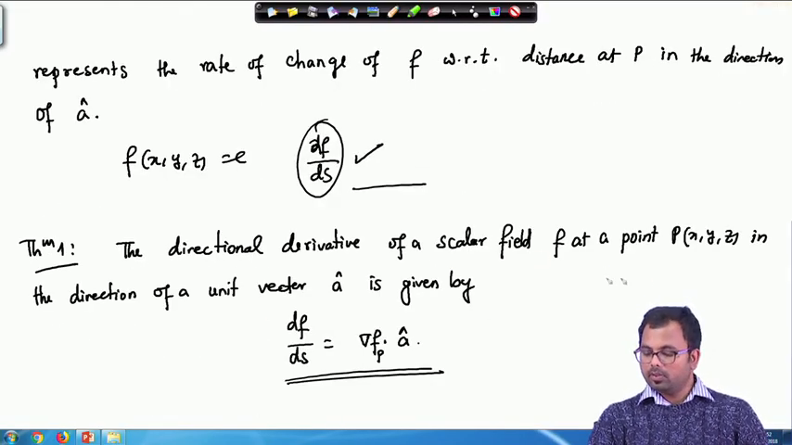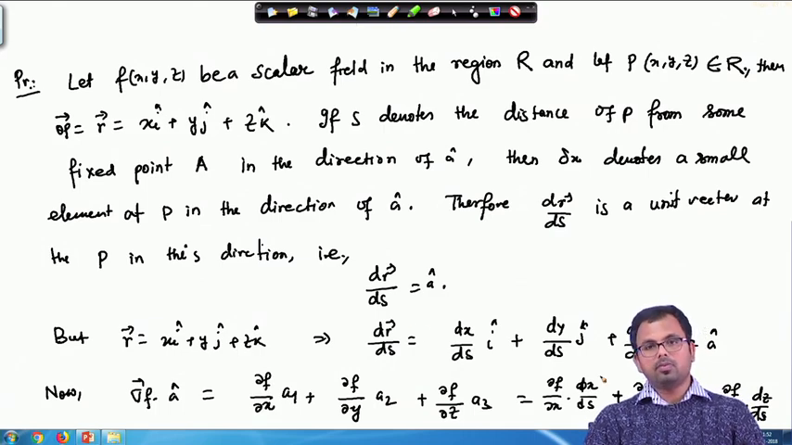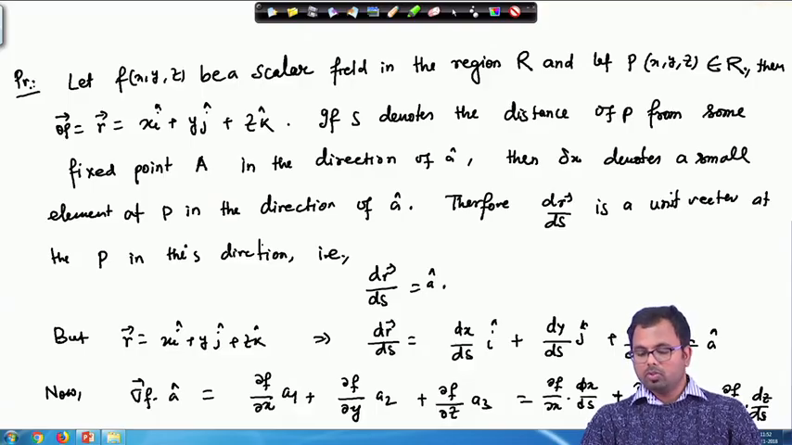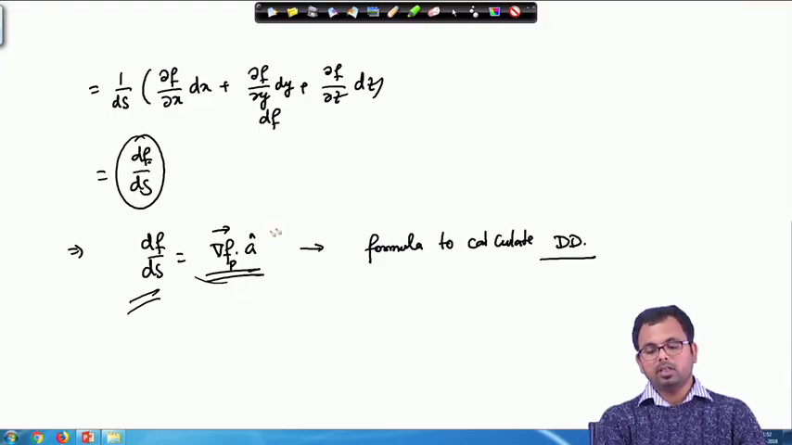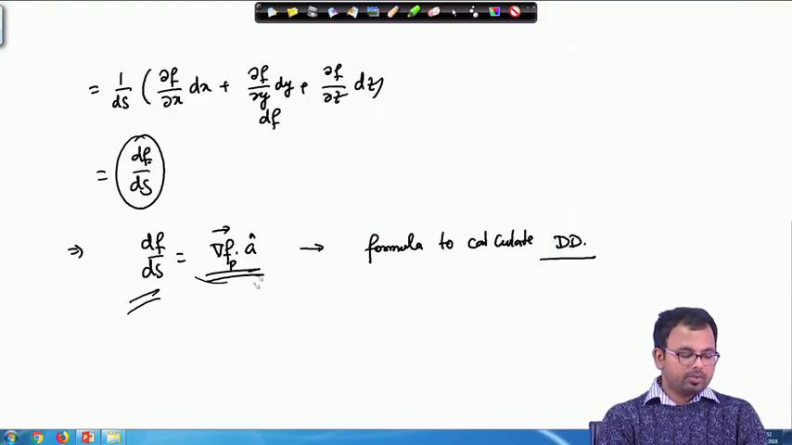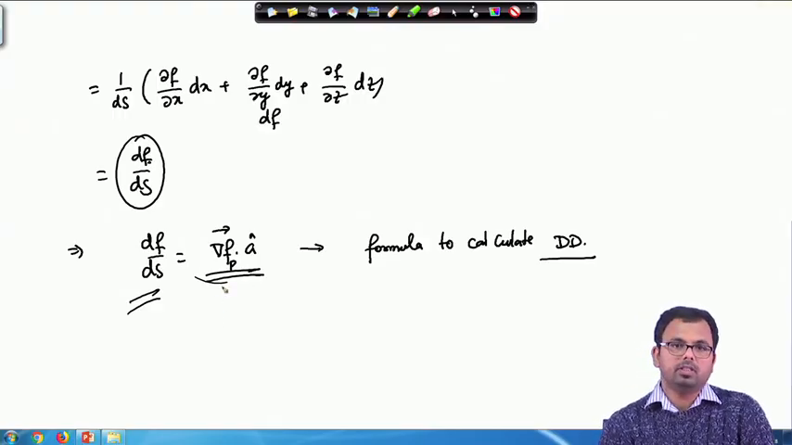So the directional derivative of a scalar field at the point P in the direction of a unit vector A cap is given in this fashion. Using some basic results from differential calculus, we are able to show that the directional derivative df ds is equal to the gradient of f at the point P times A cap. And this is our directional derivative.